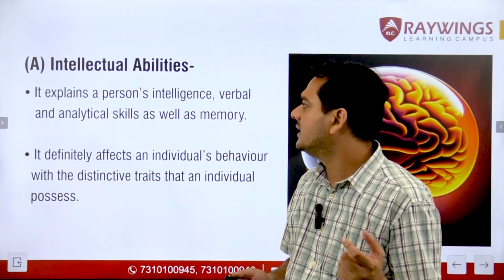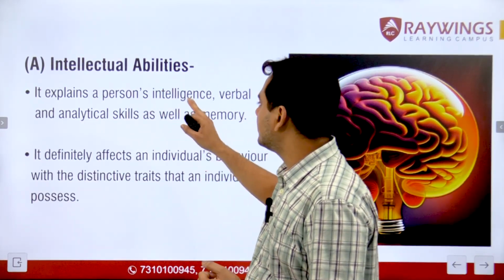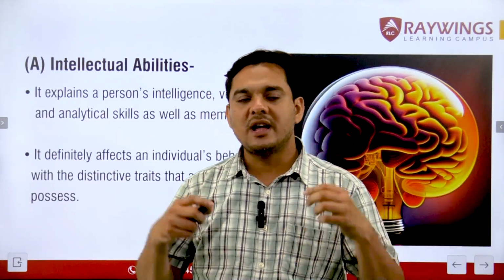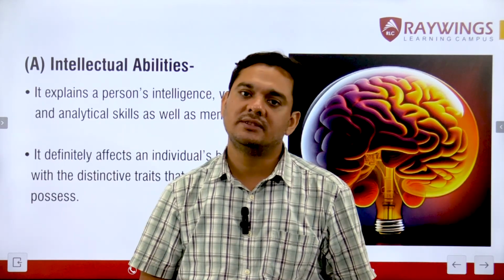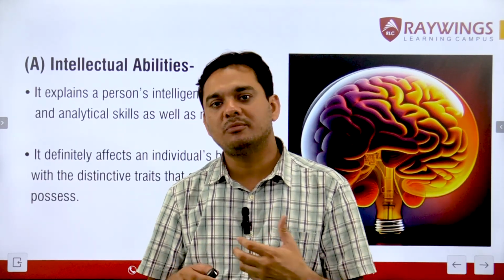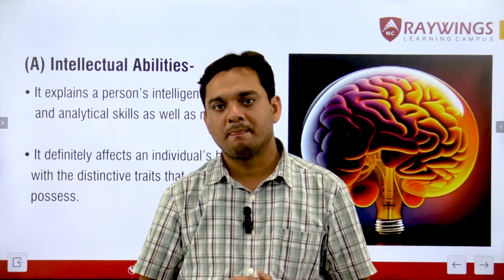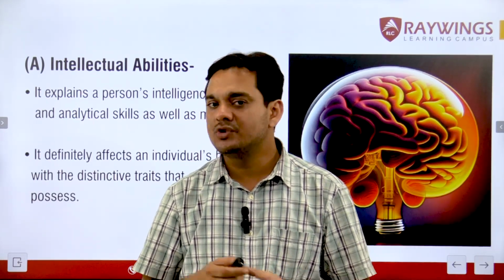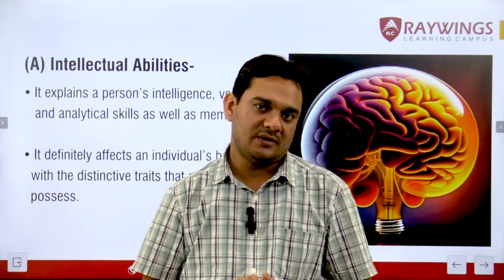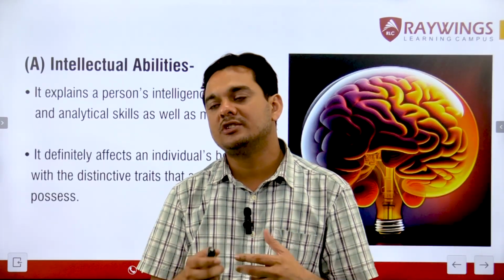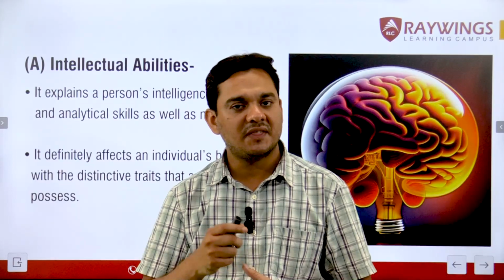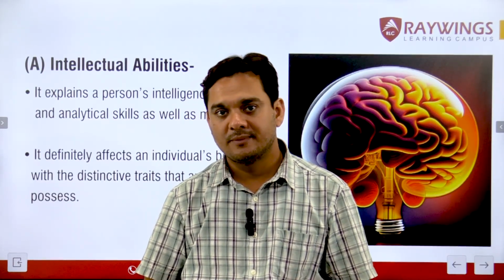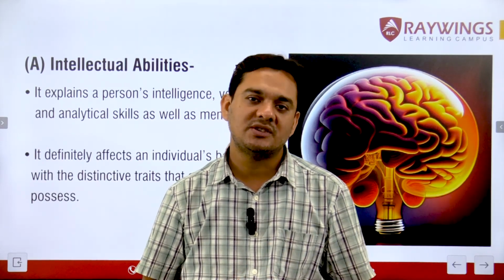What is this? Intellectual ability explains a person's intelligence. Intelligence is defined as something which we master ourselves, which we acquire over a period of time after learning and so much practicing, which other species don't. Humans are considered to be a very intellectual species. They can think, they can analyze things, they can introspect, which others can't. And this is a power gifted to us by God.